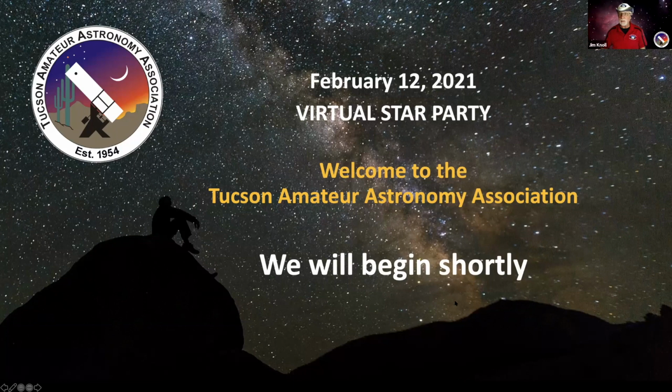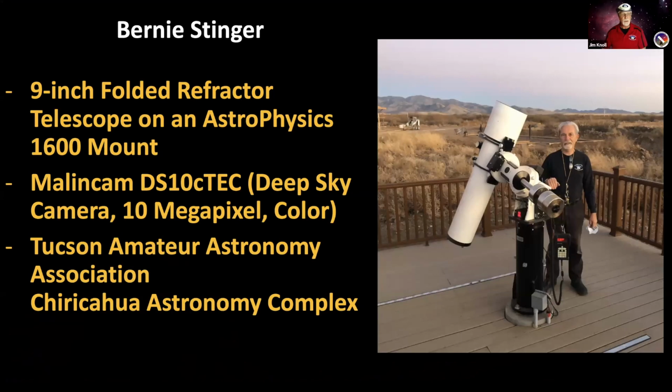We'll start with some discussion and visual aids of the equipment that we're using tonight, and then a little bit about the night sky using two planetarium programs. One is Stellarium and the other one is Sky Safari Pro. And then we'll jump in and start looking at some objects. So let's start with Bernie. Why don't you tell us a little bit about the telescope you're using out at CAC?